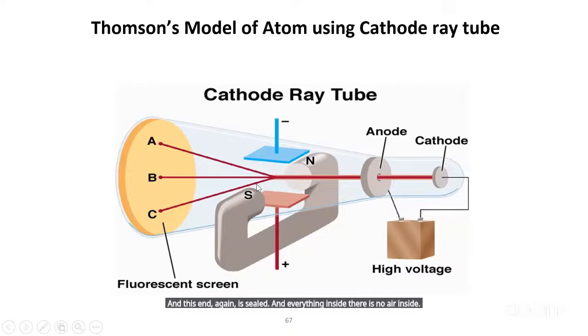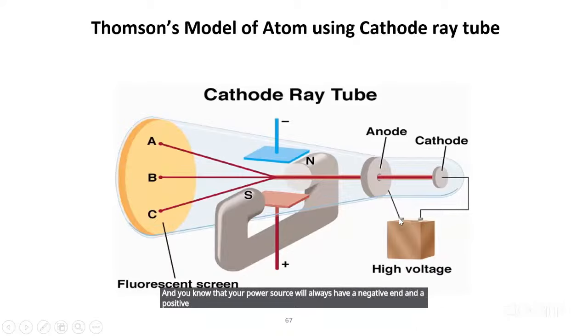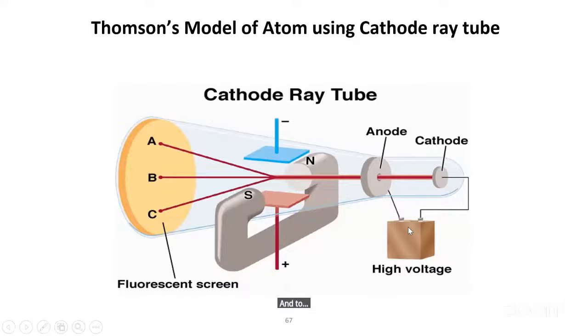So how did he carry out this experiment? Now, he fitted it with 2 pieces of metal. These 2 pieces of metal are the anode and the cathode. And as you look at them, they have charges. Now, he connected these 2 pieces of metal to what? To a power source. And you know that your power source will always have a negative end and a positive end too. He connected it to this power source.